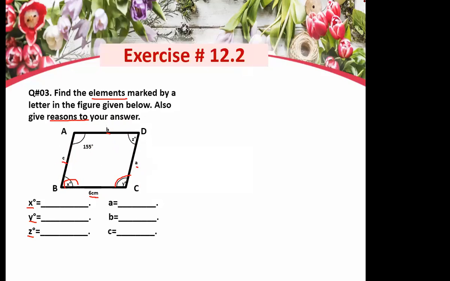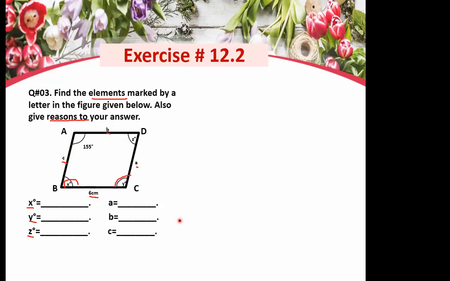It's a rhombus. Understand why it is not a square? Because in a square all the angles are 90 degrees, and here the measurement of this angle is 155 degrees. So that's why it's not a square, and it is not a parallelogram. Why? Because the opposite sides of a parallelogram are congruent. Here all the sides are congruent, so you will say that it's a rhombus.